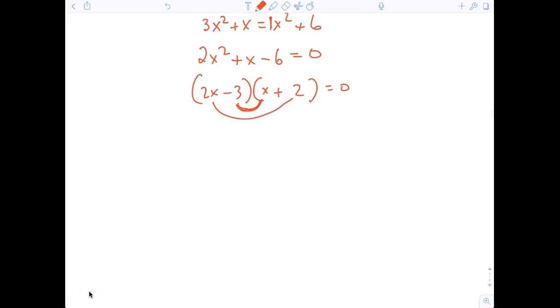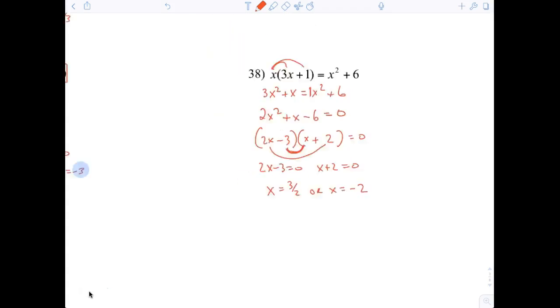So now from there, 2x minus 3 equals 0. x plus 2 equals 0. So x is equal to what? 3 over 2, or x equals -2. Any issues? All right.